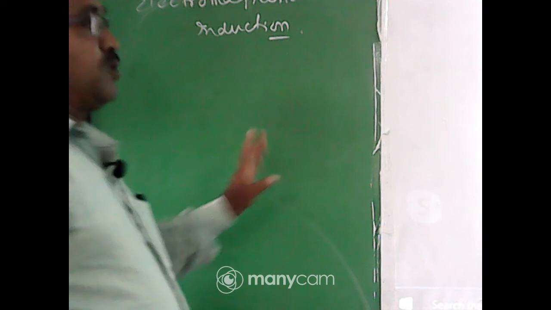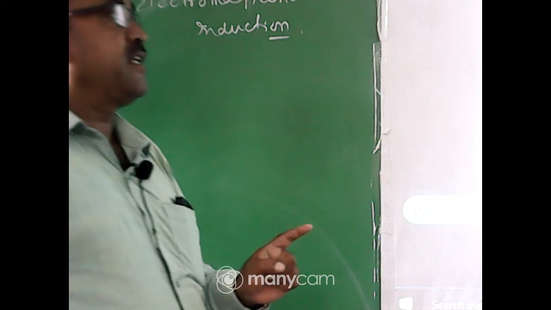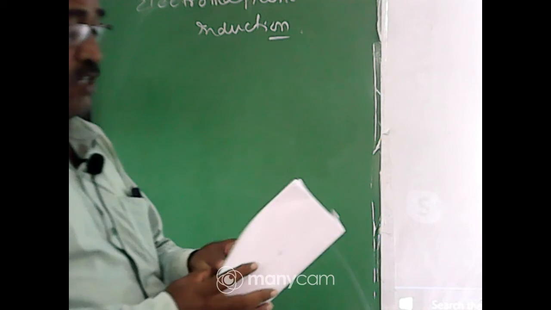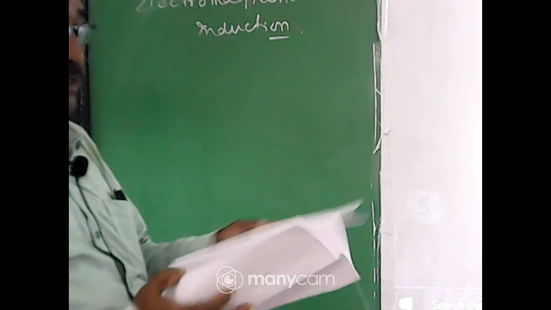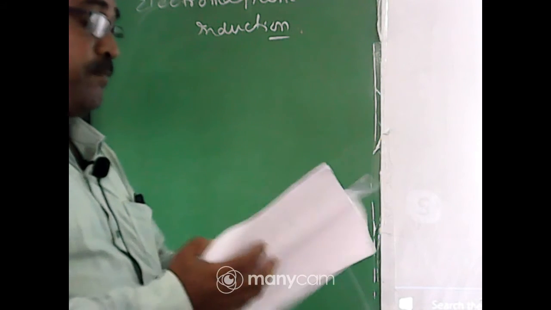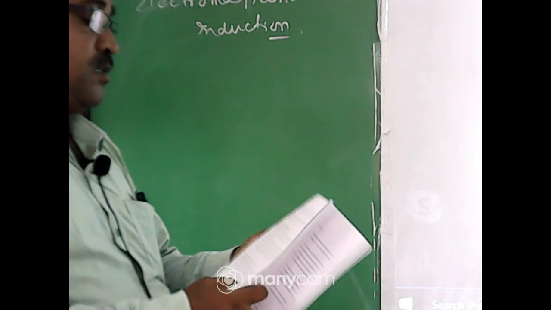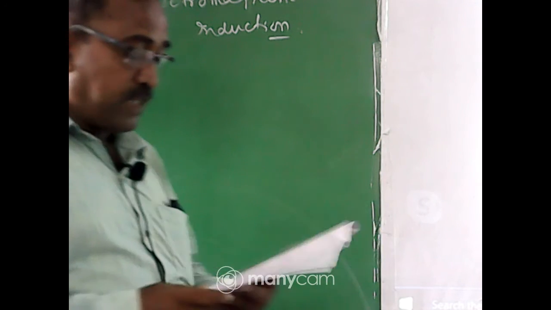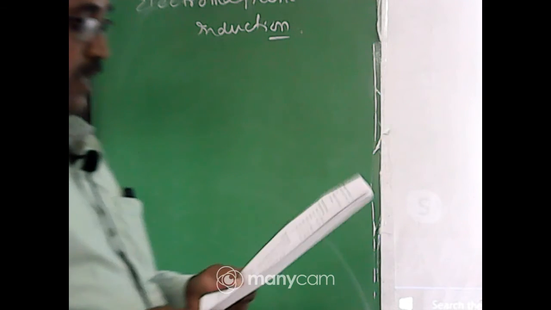So, electric motor and electric generator. Electric generator is not in your syllabus this year, because you check your syllabus, 2021. Most probably you can see it on the school website, the syllabus, and also the CBSE site.